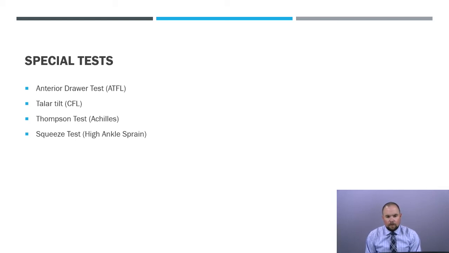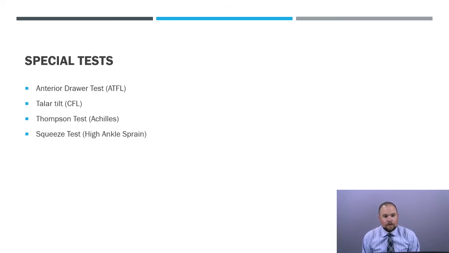So anterior drawer test is performed by holding the patient's ankle and then trying to translate the foot forward. If there's laxity, or pain, that would be a positive test. Talar tilt's done by palpating the foot and then inverting and everting the foot, and if they have pain reproduced with this, that would be a positive finding. Thompson's test, typically I'll have them lay on their stomachs with their knee flexed, and I will squeeze the calf muscle, and you're looking for the foot to plantar flex when you do this, and that would be a negative test.